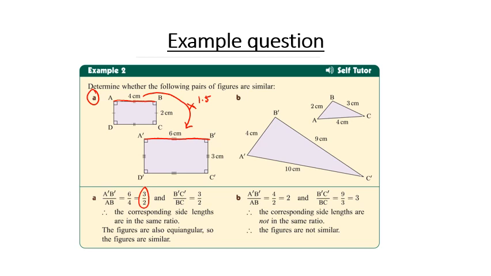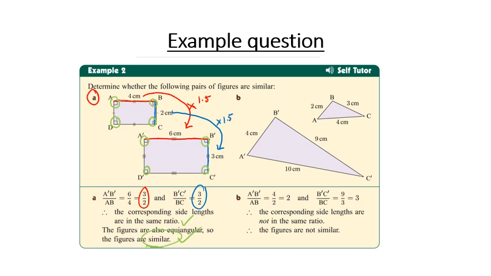We know by looking at our other corresponding sides, we have 2 and 3. So that's actually a multiplier of 1.5 or 3 over 2. So we know the multiplier is the same, so the sides must be in the same ratio. And we also know that they are equiangular because they have 4 right angles in each of the corners. So therefore, they are in the same ratio, they're equiangular, therefore they must be similar.